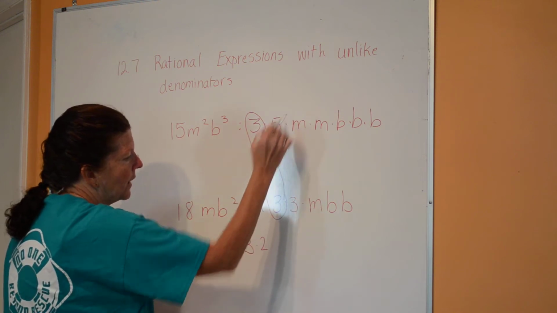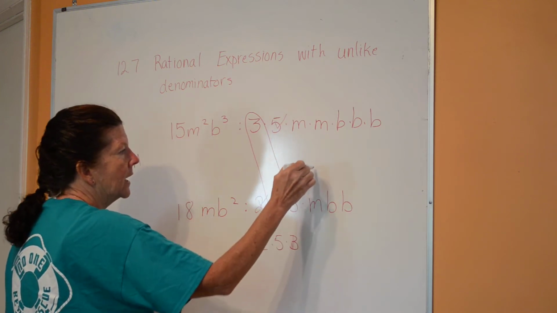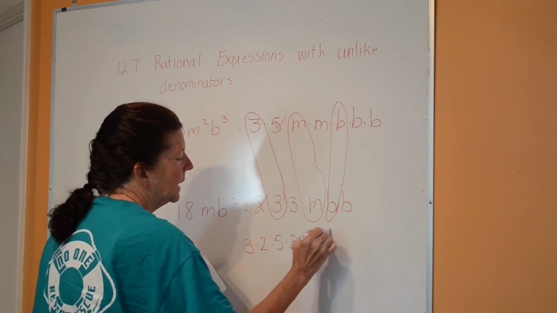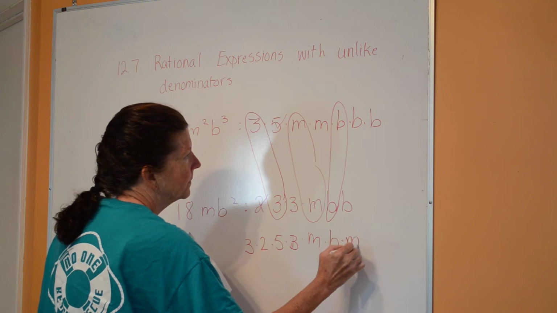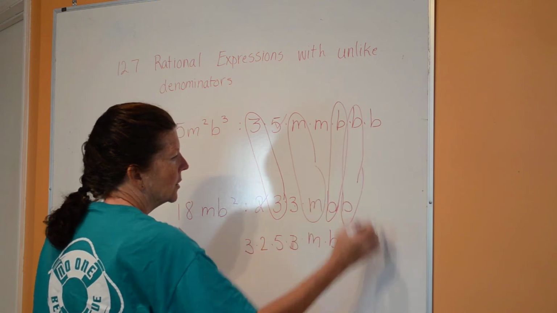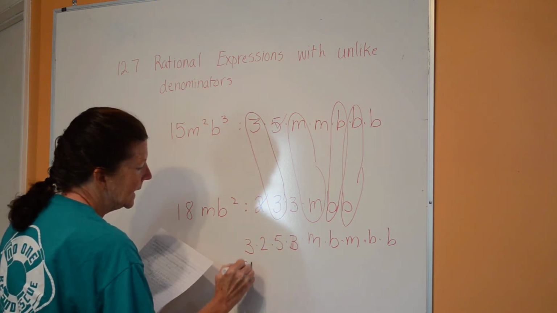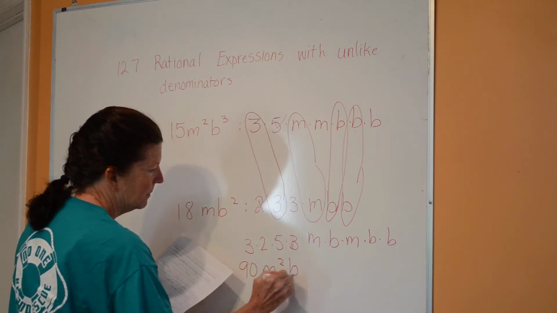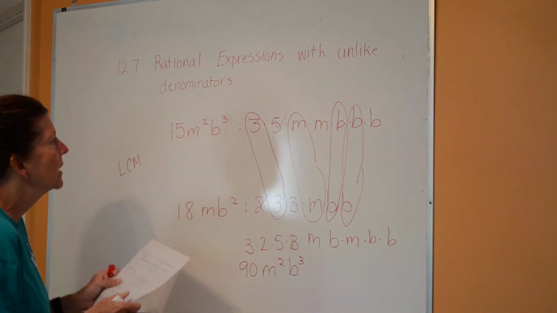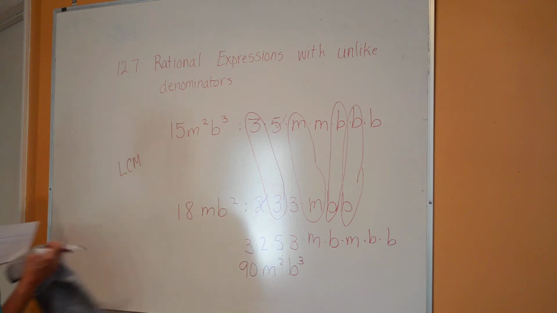Bring down that representative. Then I multiply everything else. 2, 5, 3, and then I've got one representative there, so it's an m and a b. But then I have another m, I have another b, oops, there's another thing, and a b. So when I multiply that all together, I'm going to end up getting 90 m squared b cubed. Okay, and that is the least common multiple, or the number that they would both go into. There's probably a shorter way to do this, which is the way that I think you're going to end up doing it.